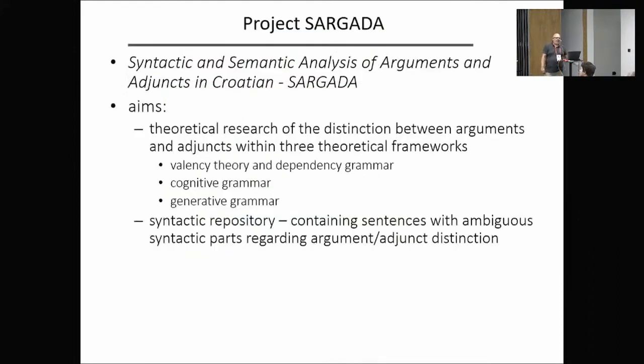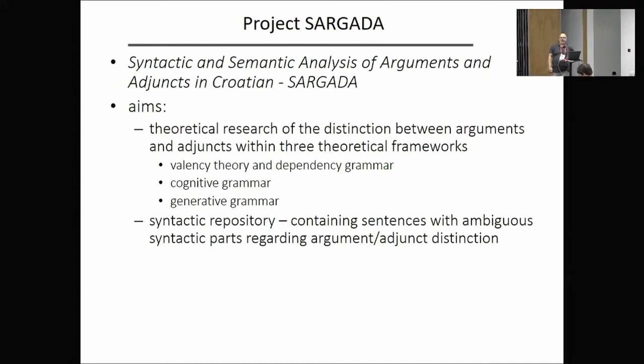So what happened then? We decided to create another project which would deal with this problem, so we could do the dictionary better in the next phase. You understand? So this is the new project with the aim of theoretical research of this distinction between arguments and adjuncts, within valency theory, cognitive grammar, and generative grammar.